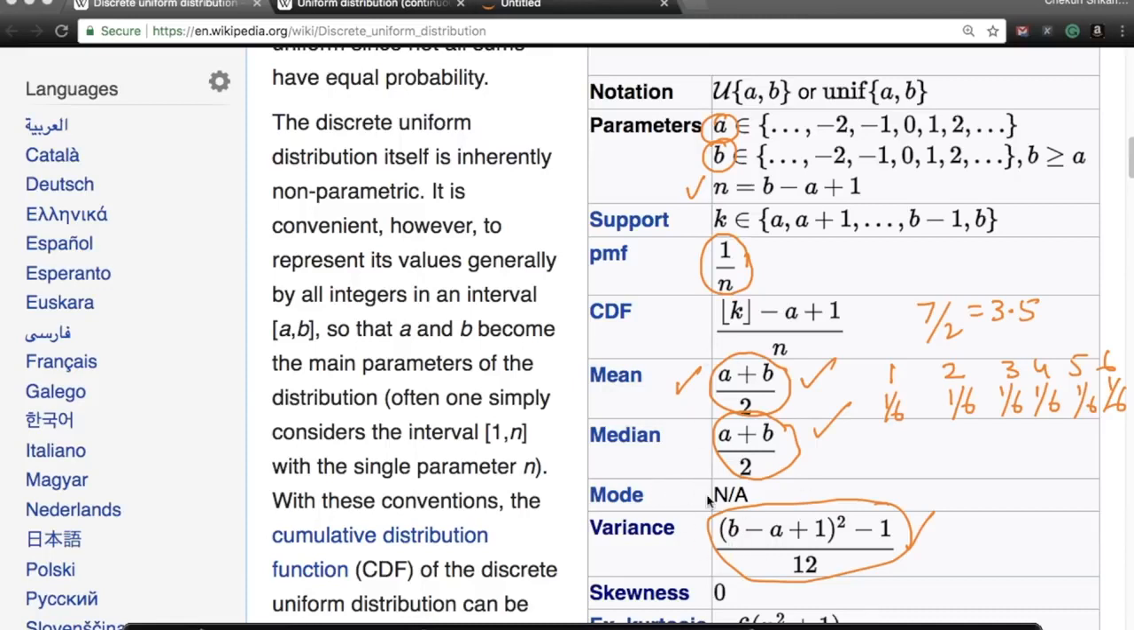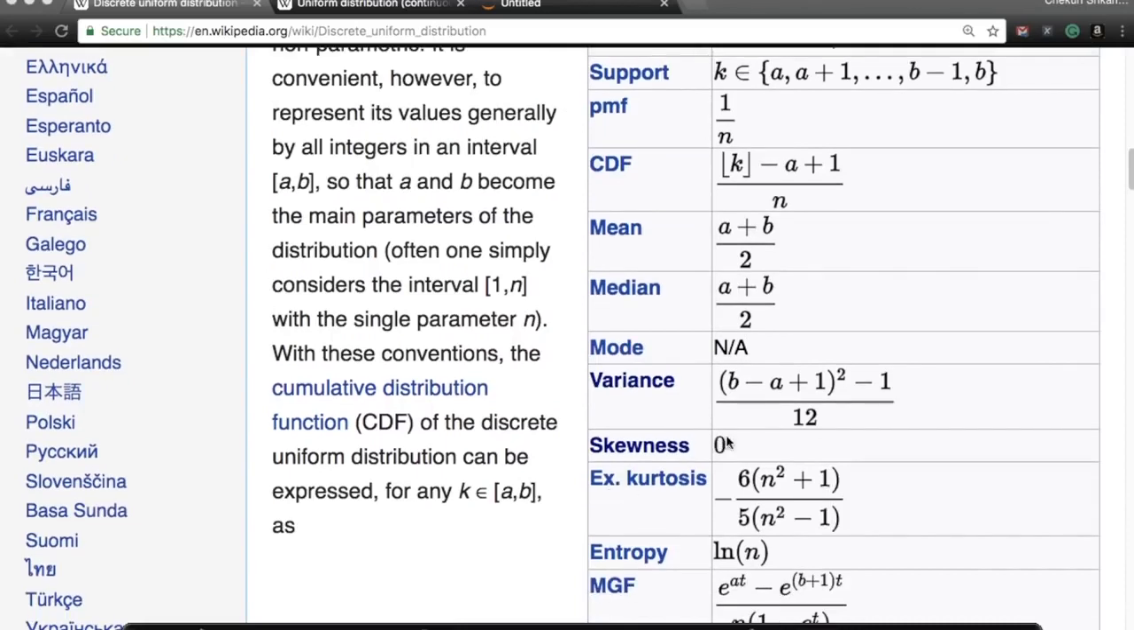The other important thing here is that the skewness is 0. This distribution is not at all skewed. Because if you look at it diagrammatically, it's just n dots here, if I have n unique values that my uniform distribution can take.